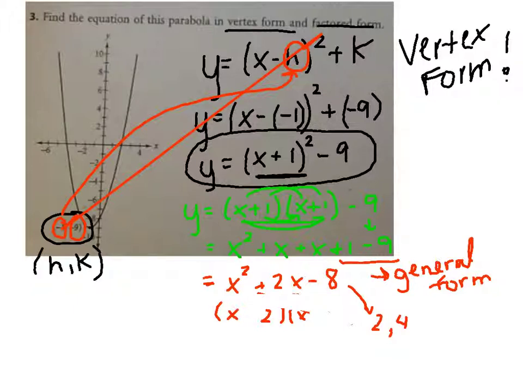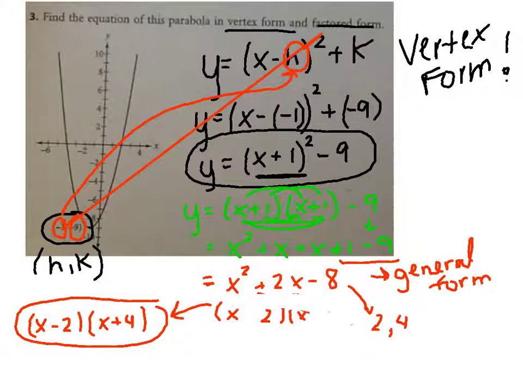Alright, let me just erase this real quick and rewrite it. I'll write it over here. X minus 2 and x plus 4. So if you want to check that, that's fine. This is y equals that, the factored form for this equation.